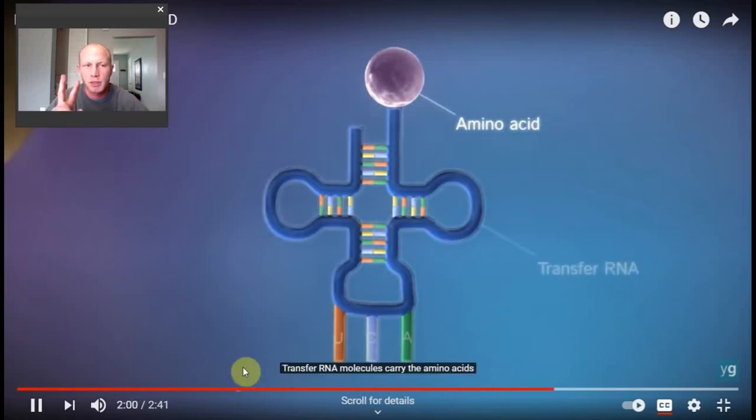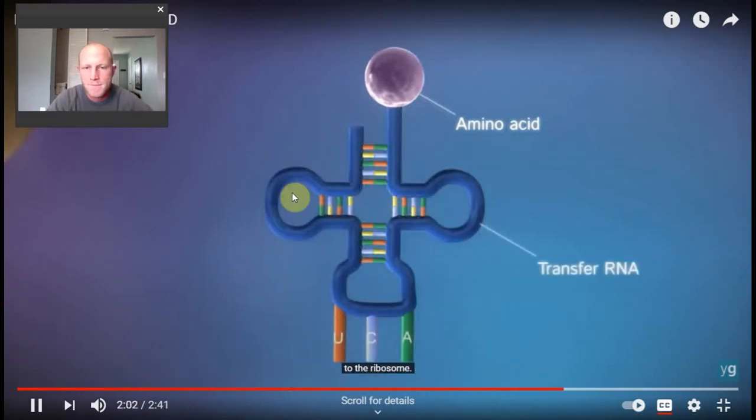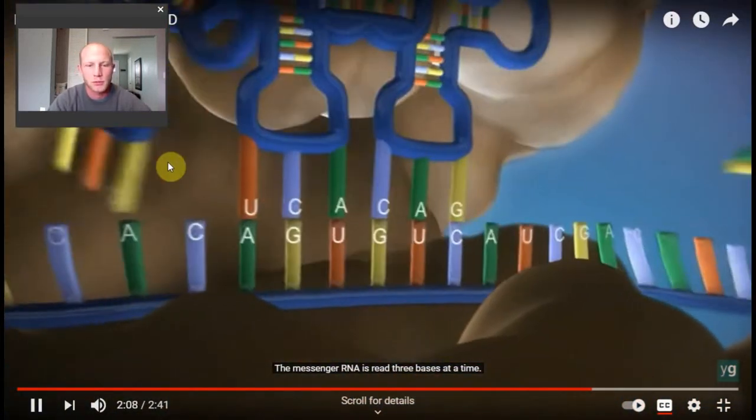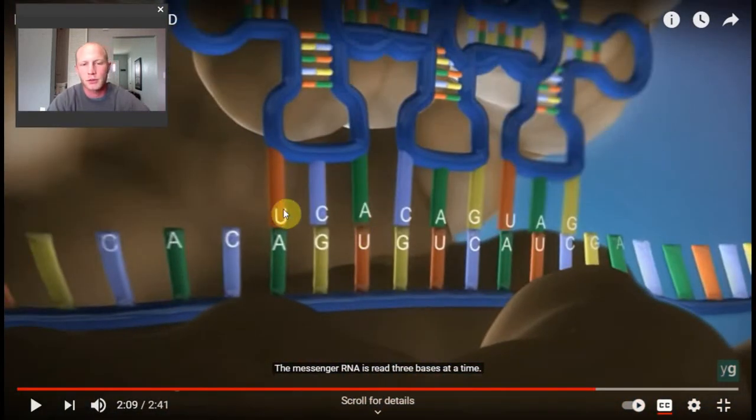Transfer RNA molecules carry the amino acids to the ribosome, where each will then be hooked to another amino acid. The messenger RNA is read 3 bases at a time. So here we go. We see this anticodon, and if these anticodons are like, oh, okay, what pairs with AGU? Well, I know that UCA pairs with this guy, so therefore I know that this amino acid that's on top of this transfer RNA here is in the right order.